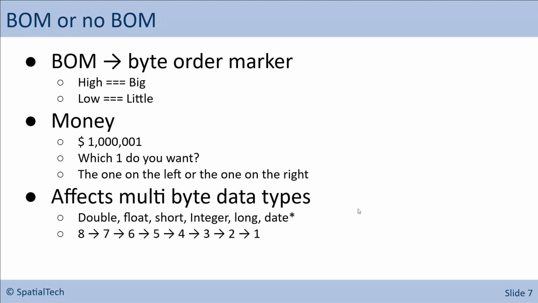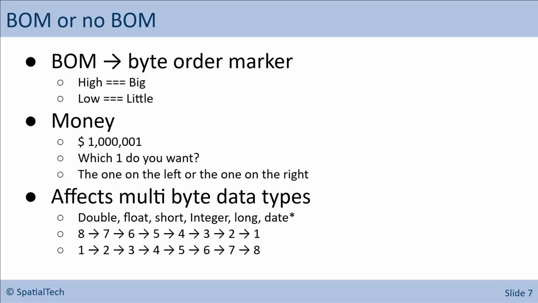Okay, and so where it really comes into play is when something gets written to disk. How did you write the order down? Did you go byte 8, 7, 6, 5, 4, 3, 2, 1? Or did you write it down 1, 2, 3, 4, 5, 6, 7? It depends on how it gets written out to disk. And this one will be high byte order, okay? Most significant byte on the left, and low, little byte order, most significant byte on the right.